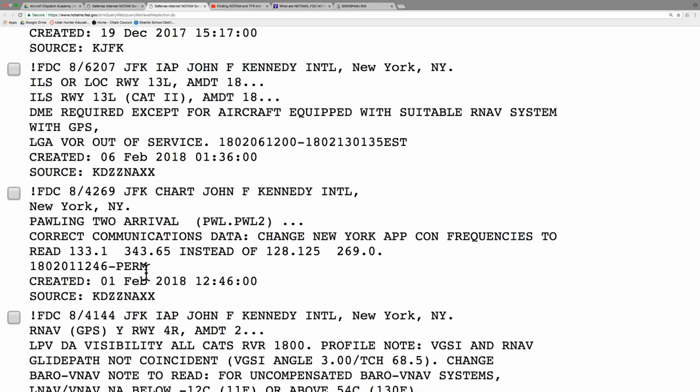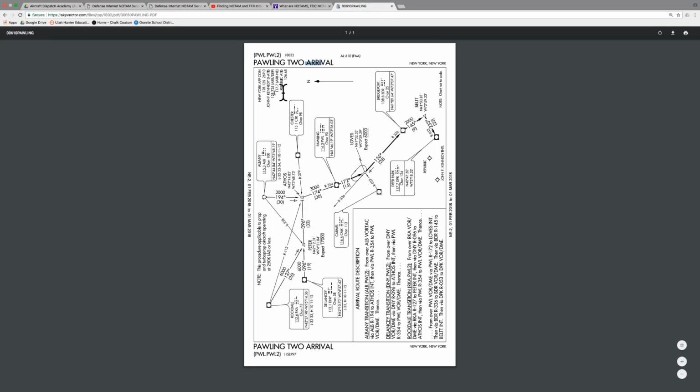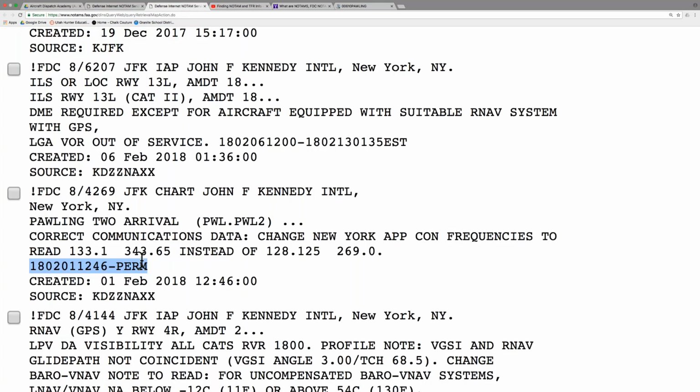So what this is telling us is to correct communications data. So it's changing the frequencies. It wants us to know that the frequencies should be this instead of the 128, 125, or 269 frequencies. Permanently. And that's a permanent change. So these two frequencies, these approach contact frequencies, it's basically telling the pilots that instead of contacting those for approach, they need to contact those.